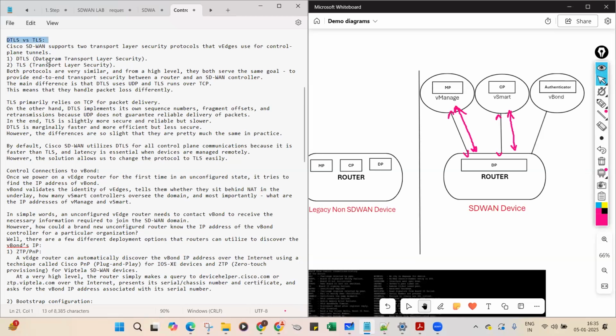DTLS stands for Datagram Transport Layer Security and TLS stands for Transport Layer Security. The only major difference between these two is that DTLS operates on UDP and TLS operates on TCP, due to which TLS is a bit slower as compared to DTLS. Considering the latency, since these devices need to reach the cloud for each and every aspect, we are using DTLS so that this process is fast. So let's see that over here.